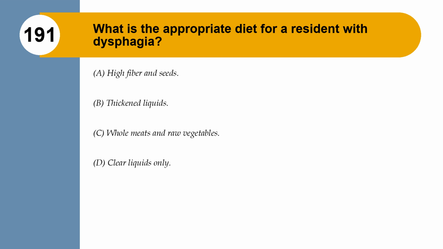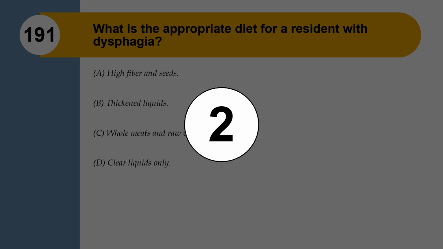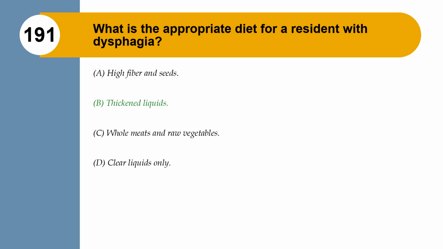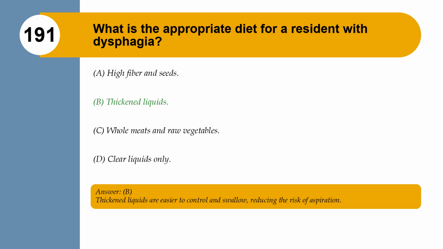Question 191. What is the appropriate diet for a resident with dysphagia? Option A, high fiber and seeds. Option B, thickened liquids. Option C, whole meats and raw vegetables. Option D, clear liquids only. The correct answer is option B, thickened liquids. Explanation. Thickened liquids are easier to control and swallow, reducing the risk of aspiration.